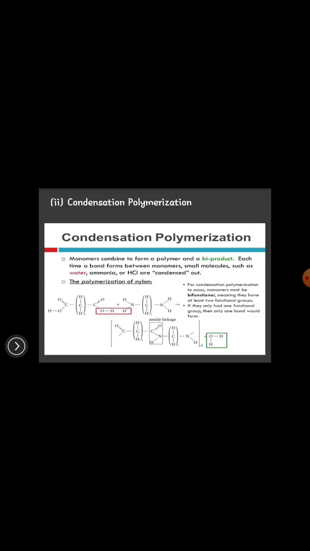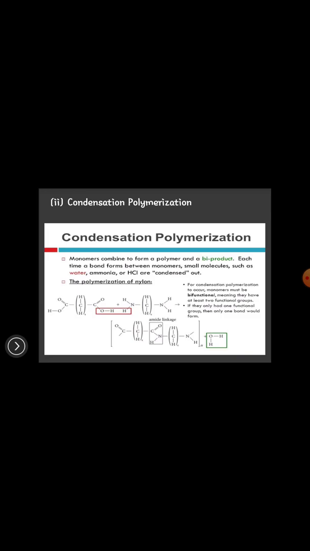And next type of polymerization is called condensation polymerization. As the name is showing, condensed means to become thick, more thick, and thickness is achieved when something is removed from the process. Condensation polymers, monomers combine with each other to form a long polymers, but a byproduct is produced. This byproduct is usually the water, ammonia or HCl. This is also called condensed out.